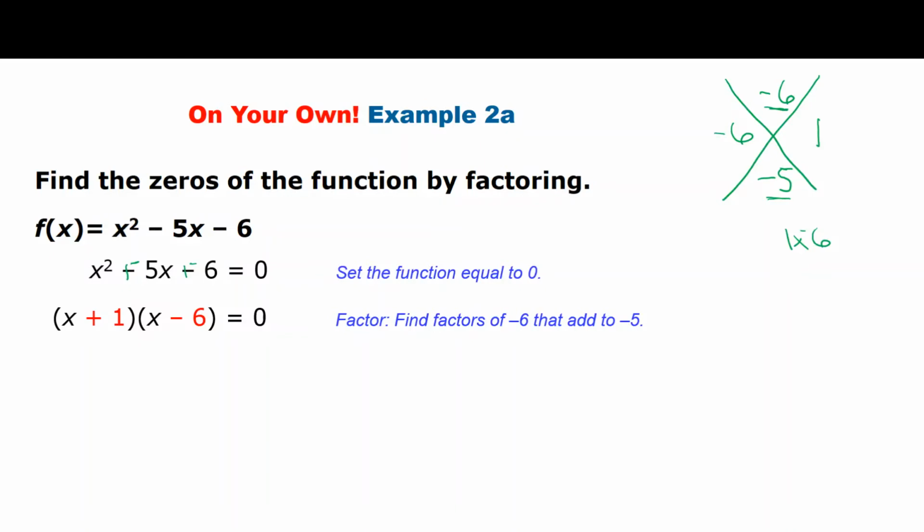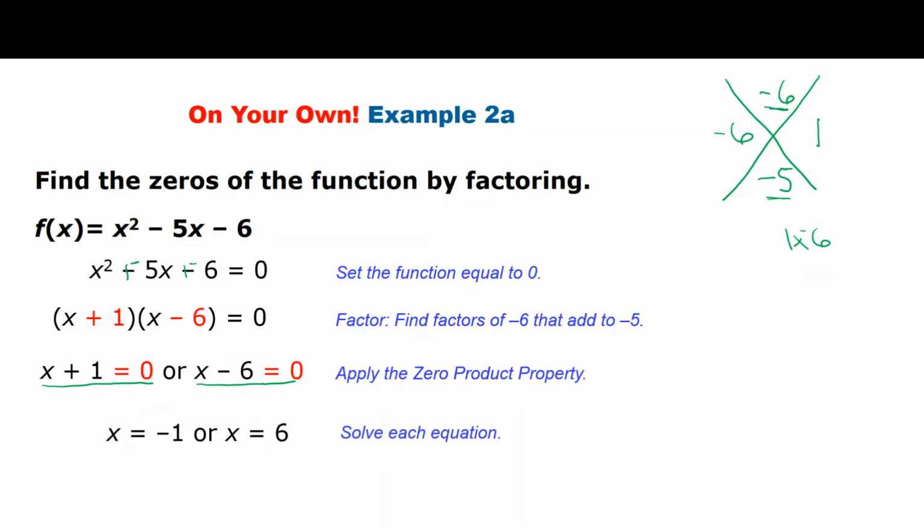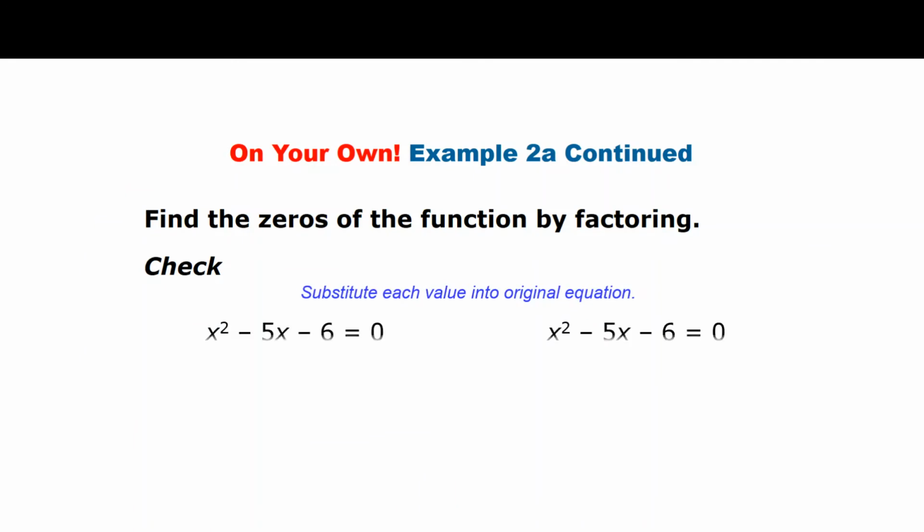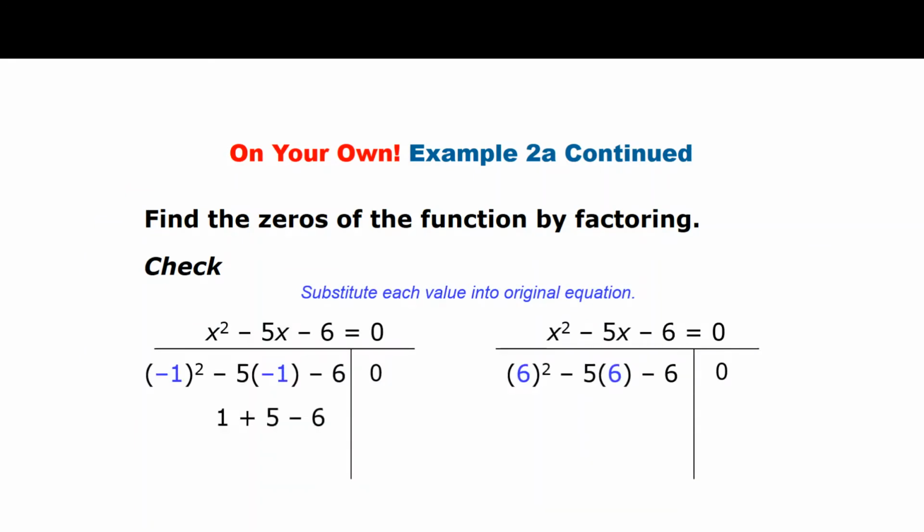And next all I have to do is use my zero product property. This tells me that x plus 1 has to equal 0 or x minus 6 has to equal 0. One of those two has to equal 0. And so my x's or my zeros are going to be when x equals -1 or when x equals 6. And once again, we can check. So we're going to substitute our -1 and we'll substitute our 6. And when we do that, we find that 0 does equal 0 on both sides, so we know we did it correct.